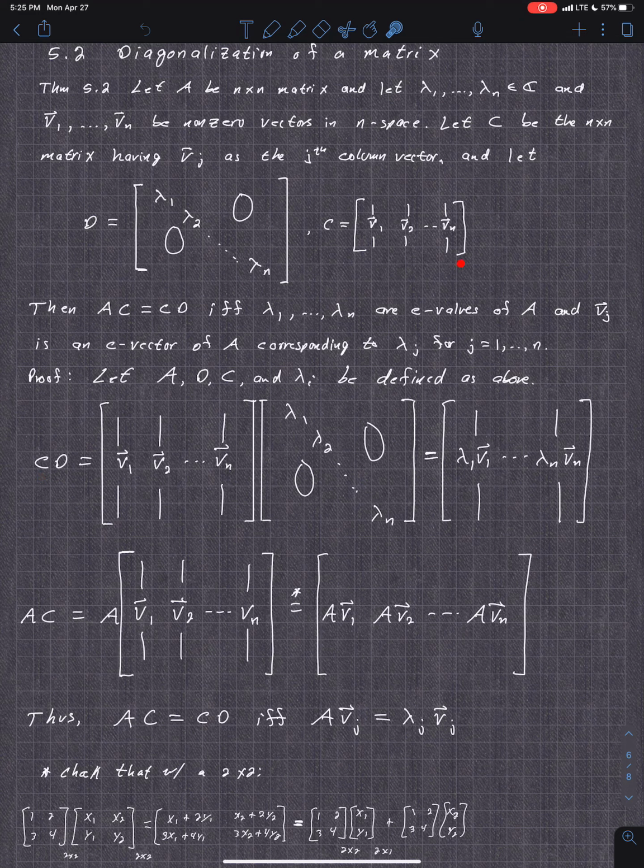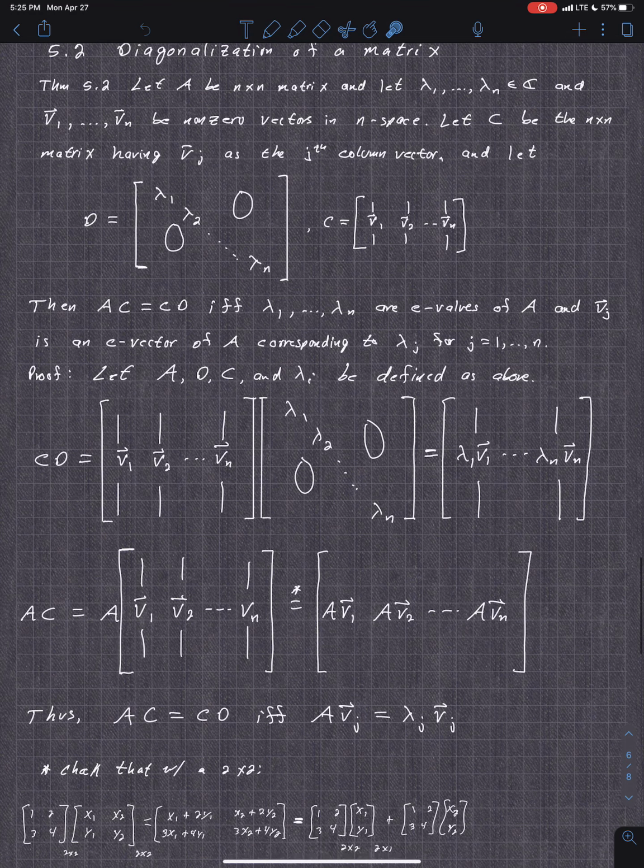So C are those vectors, and then D is the diagonal matrix. So here's your diagonal matrix. When you do this product, these are columns times the diagonal matrix, you end up getting each diagonal entry times each of those vectors. So you get this form, and those become those column vectors with the lambdas there. And if that's not clear, do a little 2 by 2 off to the side and check that.